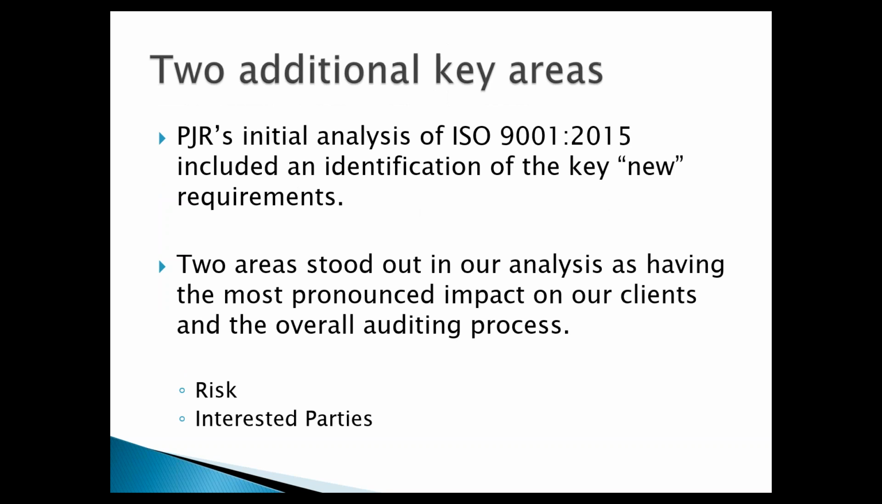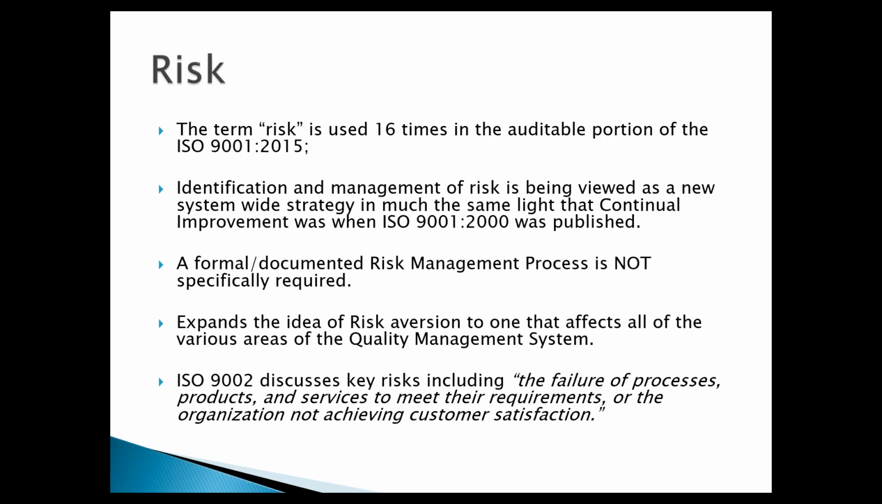Okay, so because we're talking about ISO 9001:2015, there's two other areas that I like to cover in any presentation that I give on this standard. And those two areas are risk and interested parties. So let's begin with risk. The term risk is used a grand total of 16 times in the auditable portion of ISO 9001:2015. And when you read the requirement, they view the identification and management of risk as a system-wide strategy, very much the same way that continual improvement was viewed when the 2000 version of ISO 9001 was published.